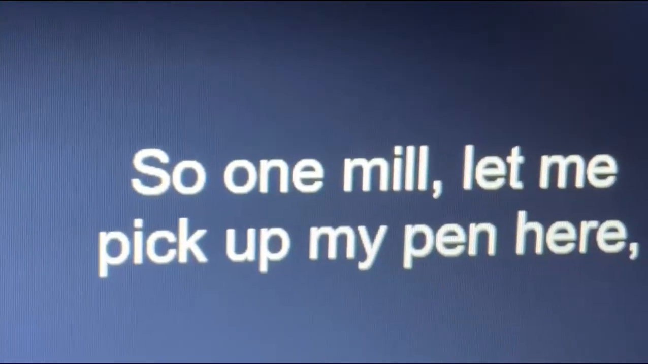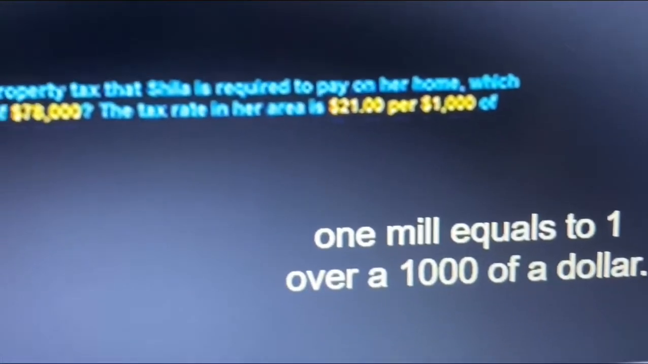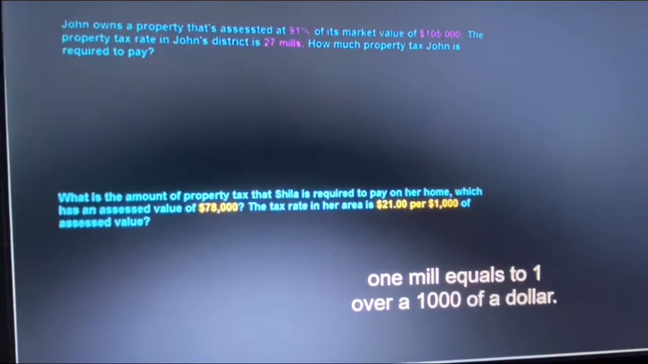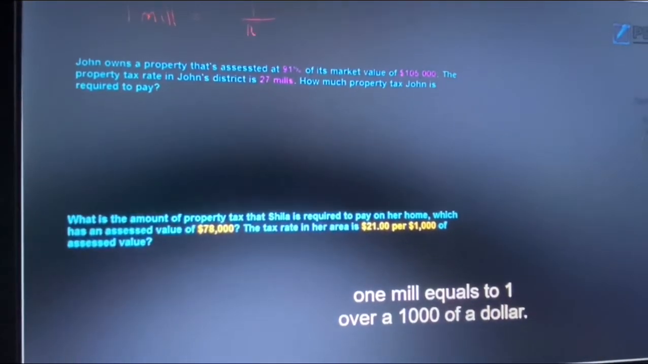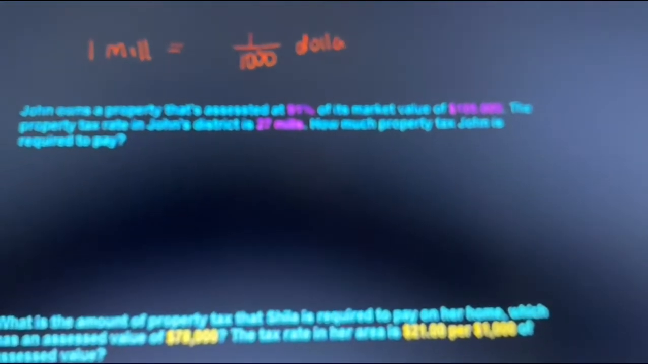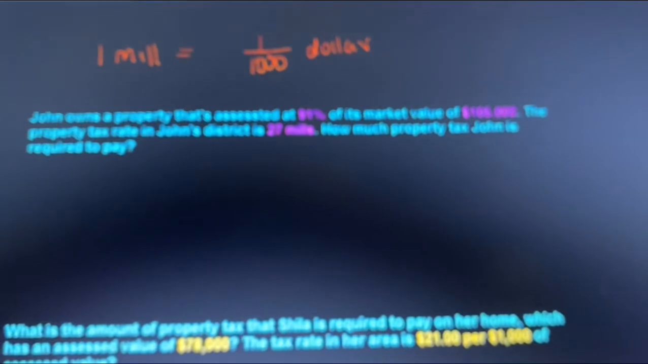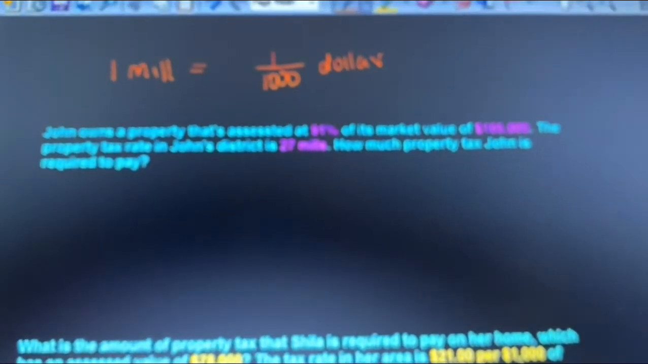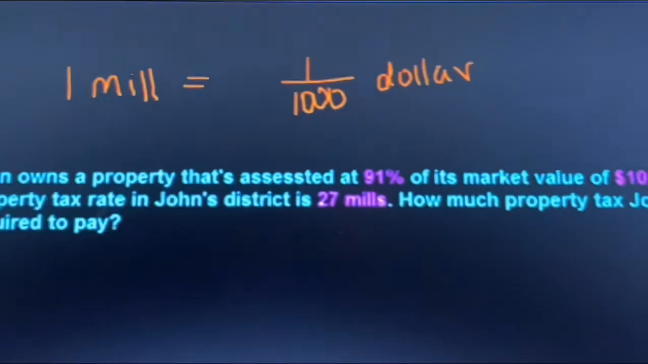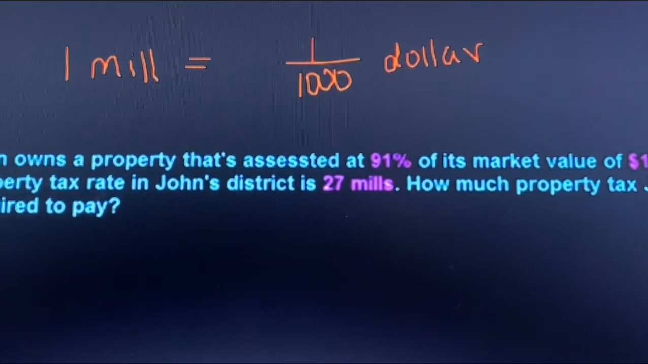So 1 mill, let me pick up my pen here. 1 mill equals 1 over 1,000 of a dollar. The way to explain that is if you think about $1 and you divide that $1 into 1,000 parts, and you take one part from these 1,000 parts, this is 1 mill.